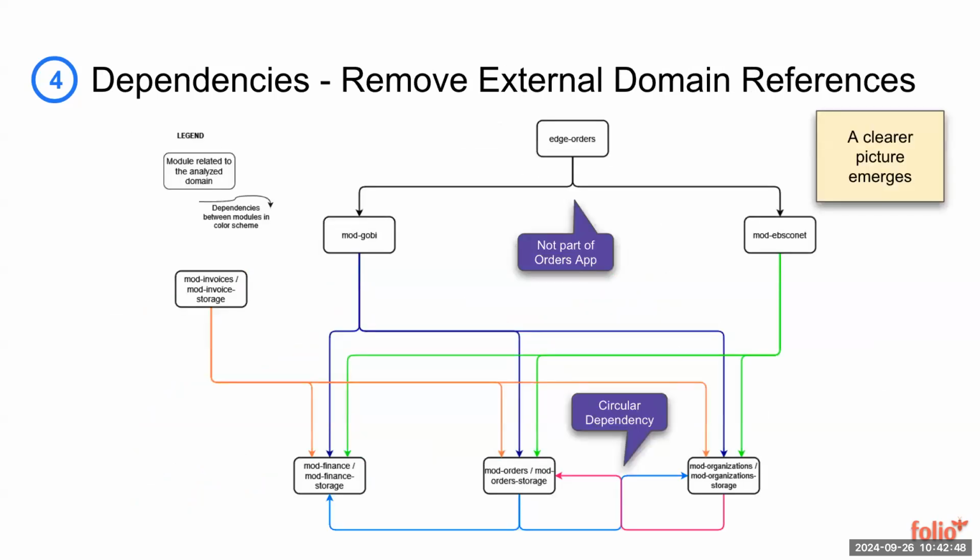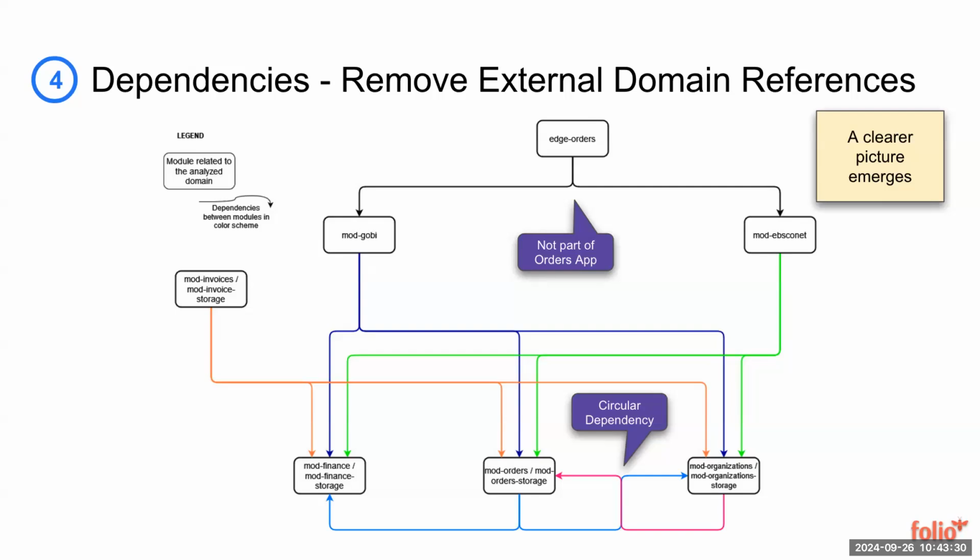And now, if you take away all those external references, you end up with something like this. It's a very simplified diagram now. So we're noticing a couple of things that emerge from this analysis. First, we have this thing at the top here called edge orders. If you were just looking at the name, you'd think edge orders goes into the orders app. But as it turns out, it really has nothing to do with it. Edge orders is just a front end for the Gobi and EBSCOnet. So it's a place to decide how to connect to external vendors for orders. It's really not the order application itself.